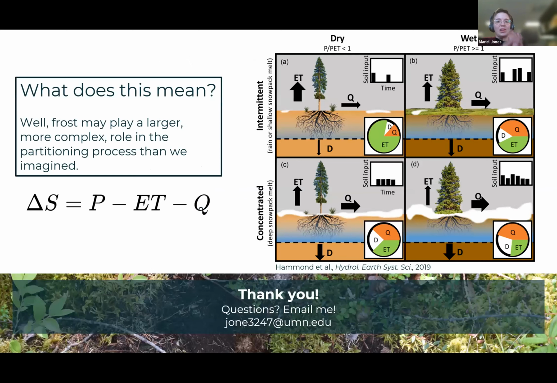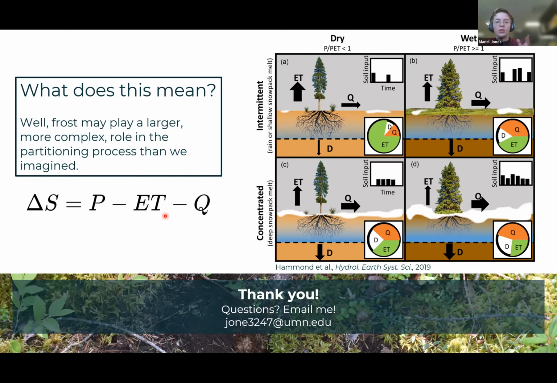So what does this all mean in the large scheme of things? It means that frost plays a larger role in dictating the amount of stream flow than we originally thought. Our next steps, which are still a little bit hypothetical at the moment, this is an ongoing project, are to look more closely at how frost affects the partition between precipitation and evapotranspiration here in Minnesota.